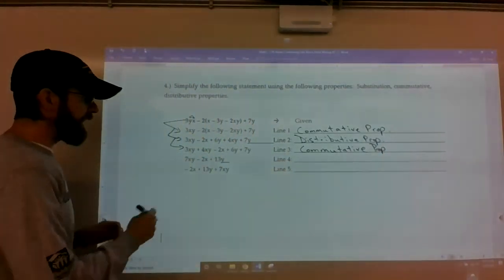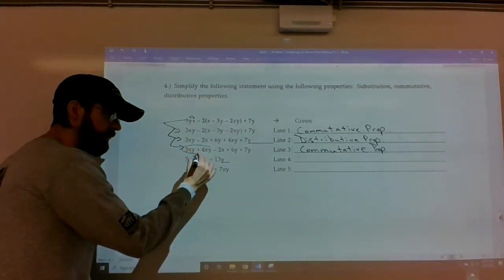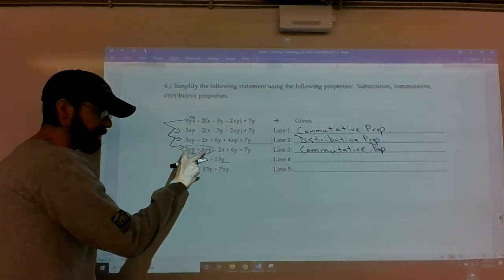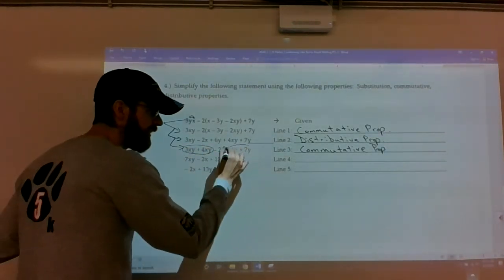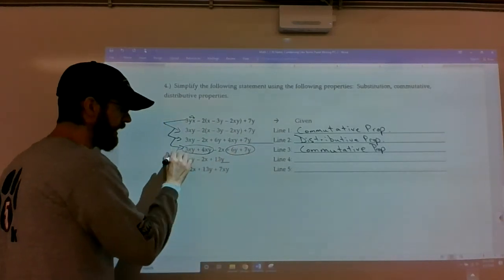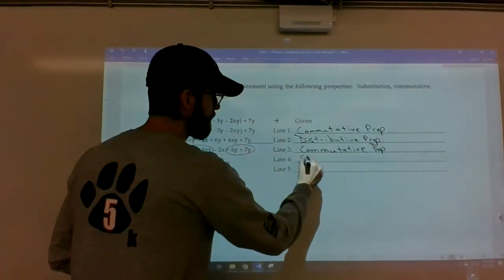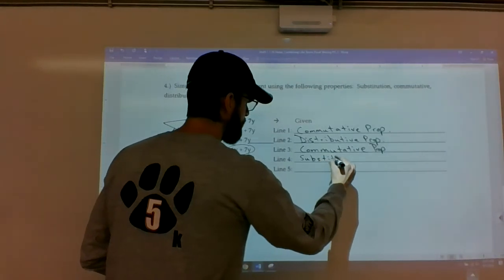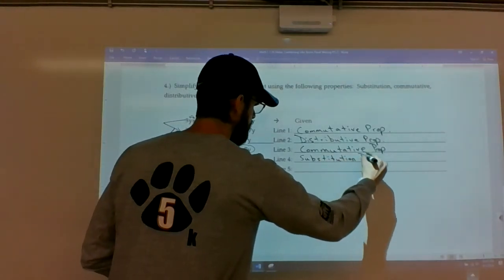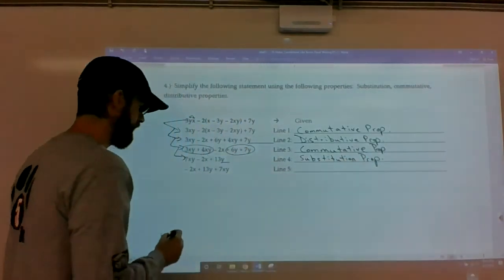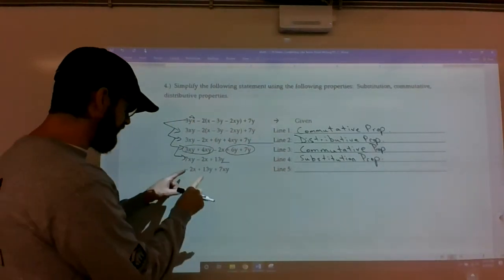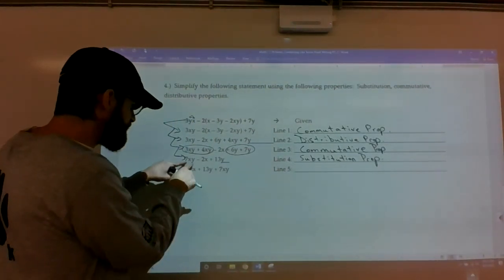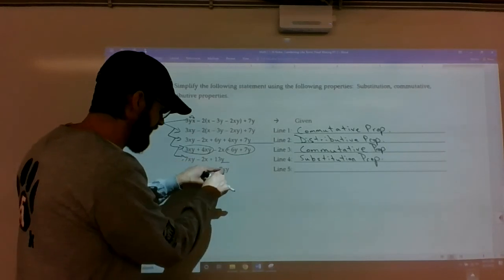Yeah. And now it looks like we're consolidating. We're bringing them together. 3 plus 4 is 7xy. 6 plus 7 is 13y. That's substitution. And then once again, it just looks like we rearranged it so that the plus 7xy is at the tail end.